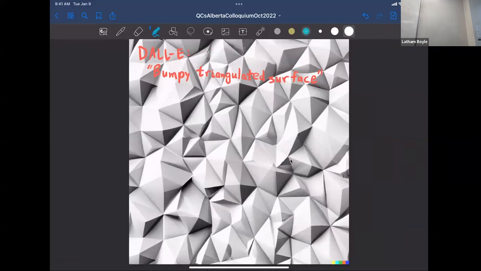If you look down on the exposed surface of icosahedra, because all the faces of the icosahedra are triangles, you'll get some bumpy triangulated surface. Now, I couldn't draw a bumpy triangulated surface, so I gave this artificial intelligence image generator, DALL-E, the phrase "bumpy triangulated surface," and it gave me back this picture. I was pretty impressed by it. So it's actually very helpful.